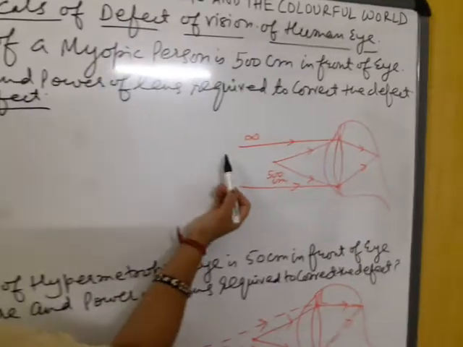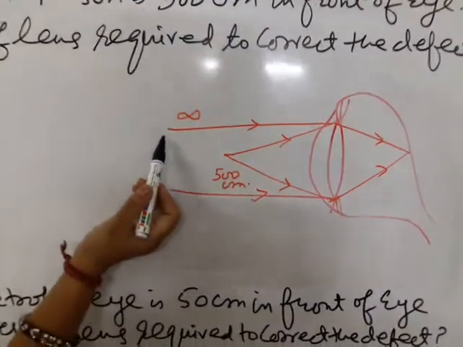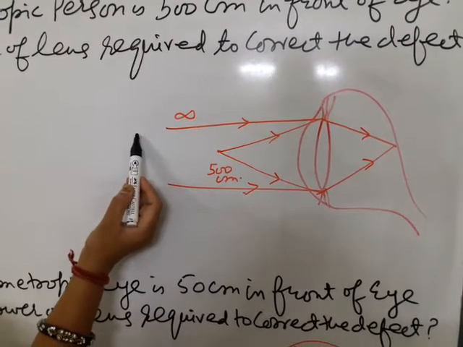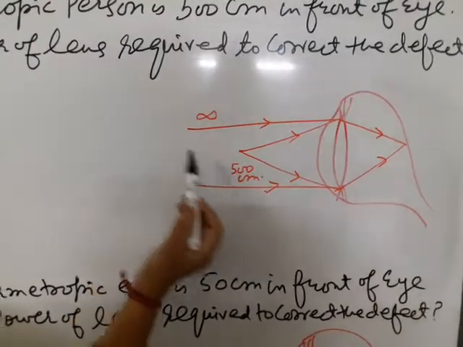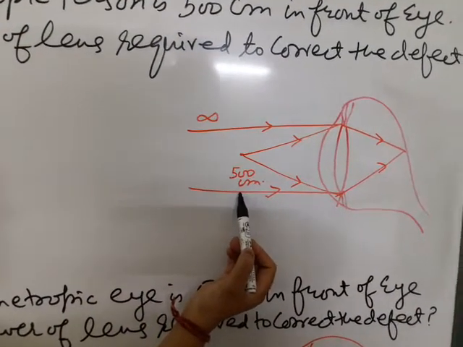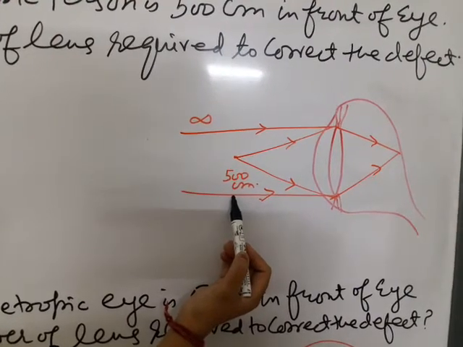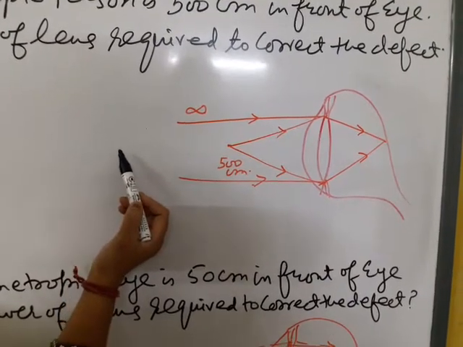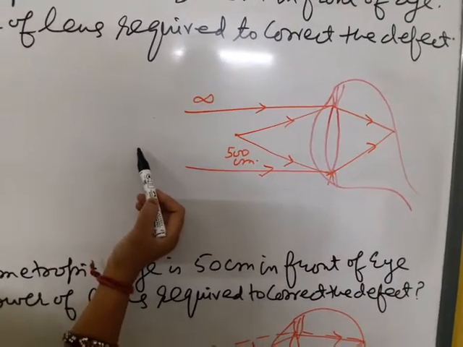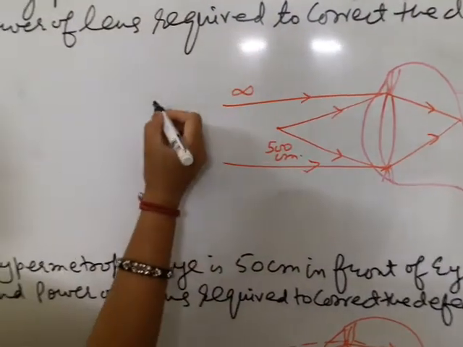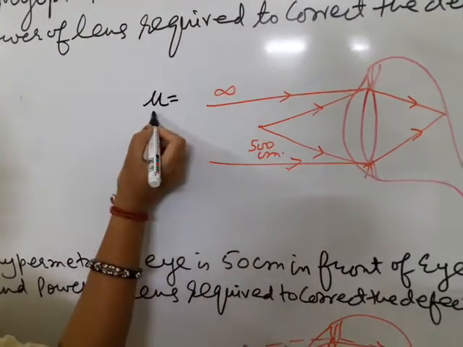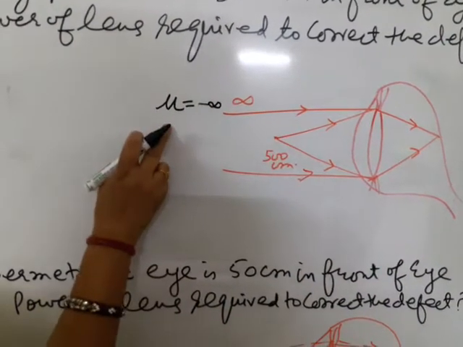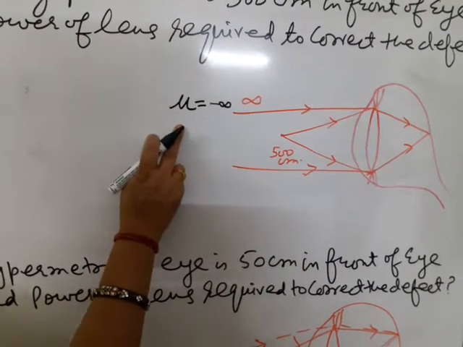Look at this diagram. The person who is suffering from myopic defect cannot see any object which is at infinity, and up to 500 centimeter a person can see clearly. Beyond 500 centimeter, the person suffering from myopia cannot see clearly. So what is the object distance for a myopic person? It is minus infinity. As you all know, the object is kept on the left hand side.